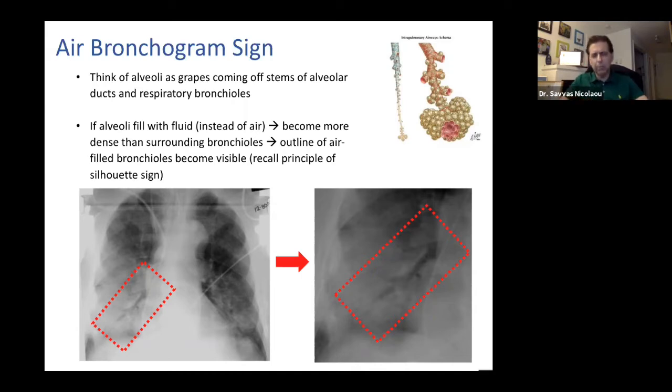So instead of the alveoli being filled with air, they're filled with water, be it pulmonary edema or pus, be it infection. Now they have an increased, water density. You have the air bronchioles of air density. You're now starting to perceive this branching pattern of the air bronchioles within a consolidated lung or a dense lung, indicating the air bronchogram sign that indicates the presence of consolidation. If you see the air bronchogram sign, it implies you have consolidation.